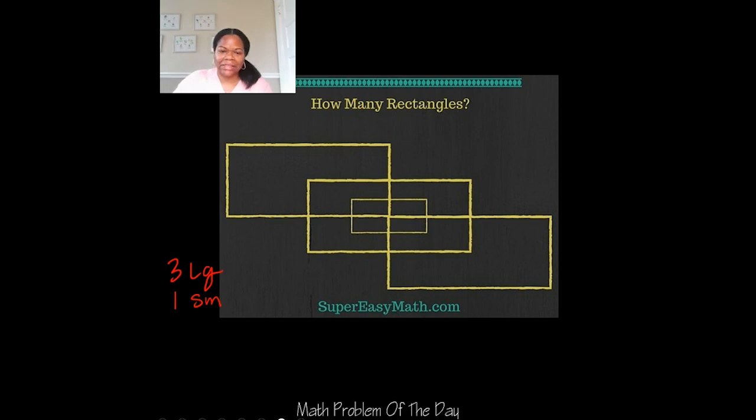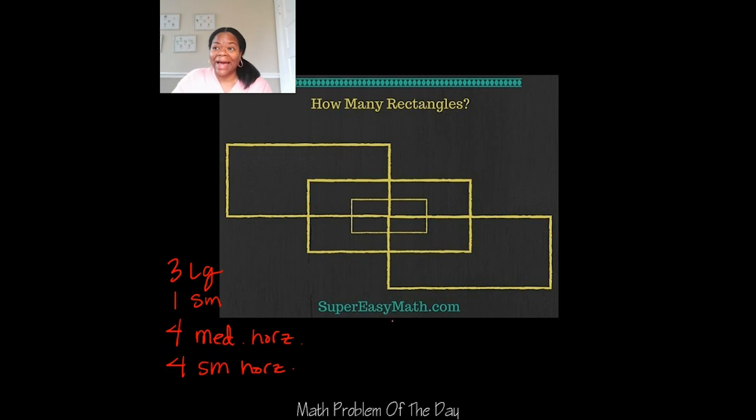Now, I can see that the intersecting lines have made some of the larger rectangles cut into smaller ones. So there's one smaller one here, 2, 3, 4. So we're gonna call these 4 medium horizontal. Now I can see that I have some small horizontal and here too. So that's 4 small horizontal.